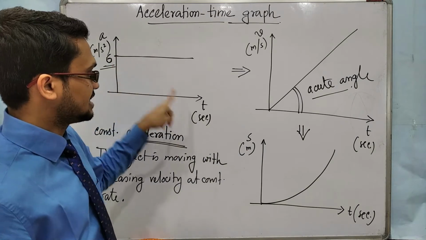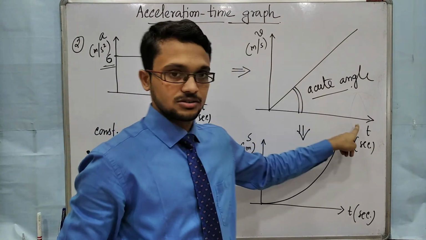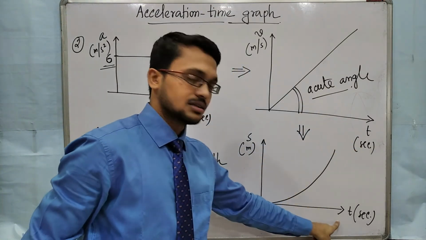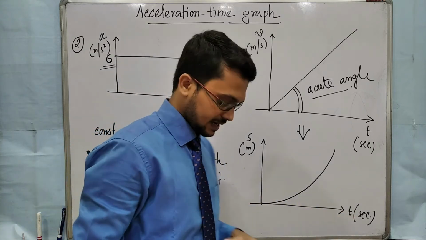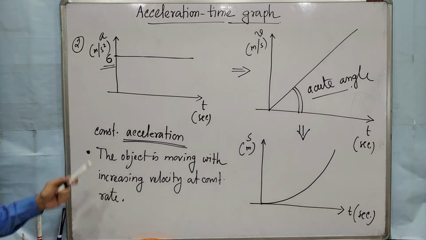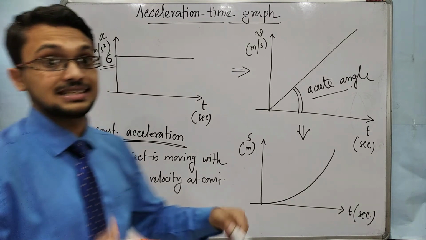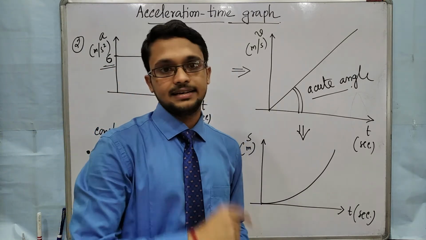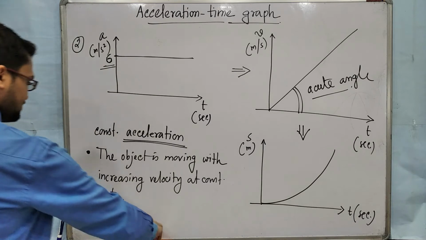So if you know the acceleration time curve, then you can draw the velocity time curve, and also the displacement time curve. Clear? So this is constant acceleration, velocity is increasing at a constant rate. Here the rate is 6.